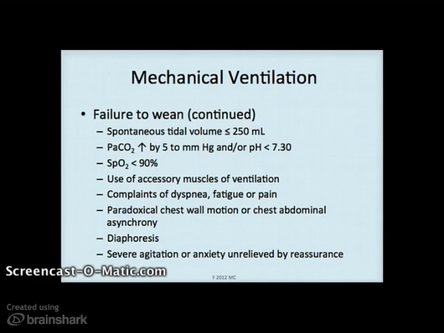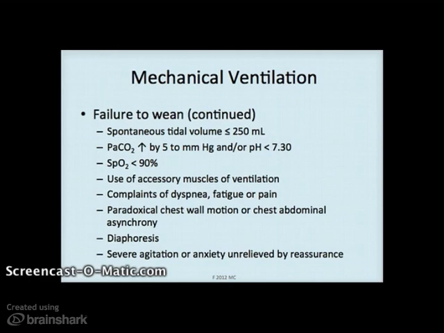If the SpO2 goes less than 90, if you start to see them really use a lot of accessory muscles to breathe, they complain of fatigue or pain or dyspnea, or you start to see any abnormal chest movements where maybe one side is rising more than the other, if they begin to sweat, this is something that happens very frequently when patients don't have enough oxygen. They begin to just sweat profusely. Or they develop severe agitation or anxiety that's unrelieved by reassurance.